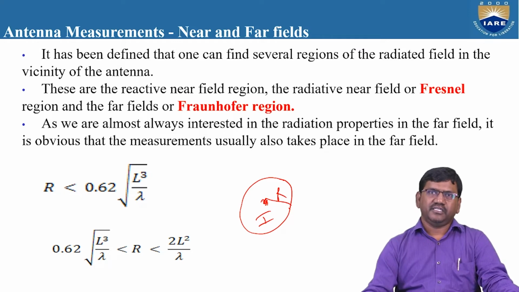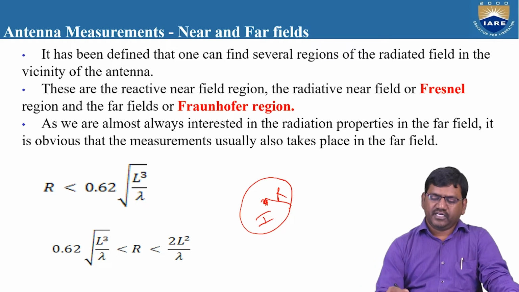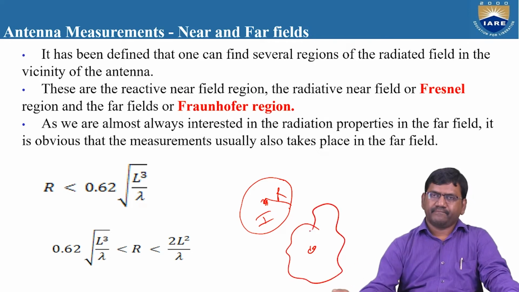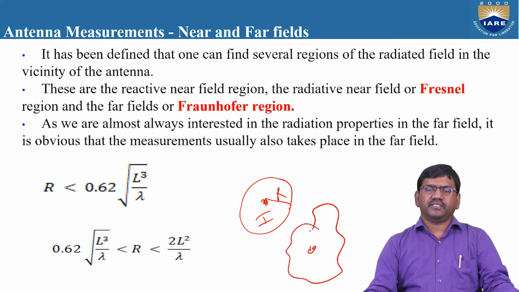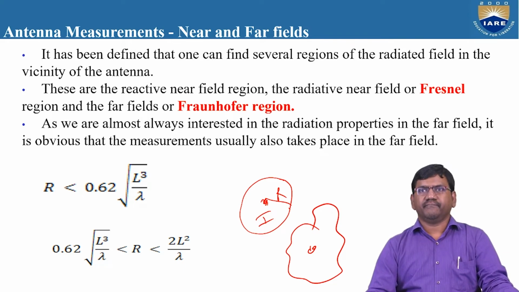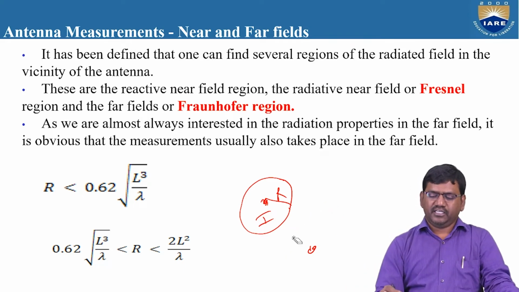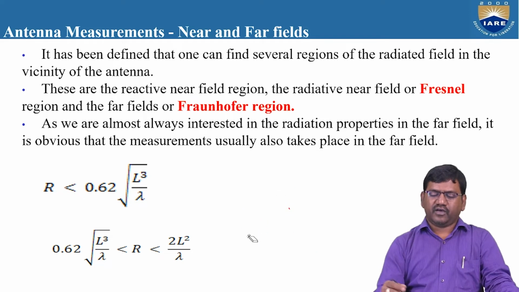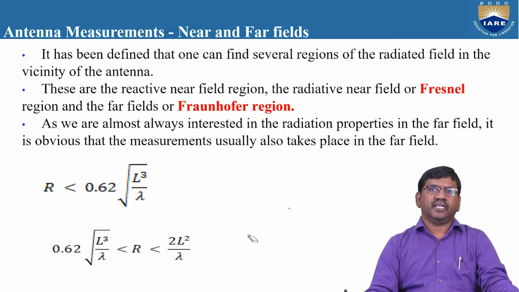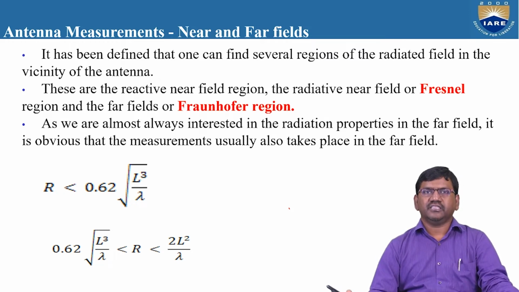The radiation pattern will be non-uniform. It is irregular in shape. If we draw the radiation pattern in the near field zone, it will be like this. It has no definite shape; it is non-uniform and irregular. So this is how the near field is created at a distance of r less than root of L cubed by lambda, where L represents the dimension or the length of the antenna.